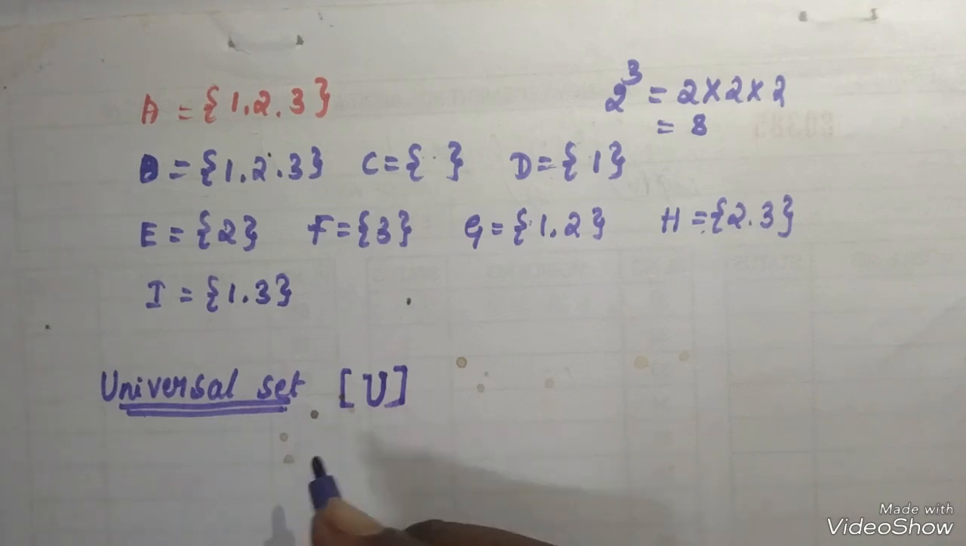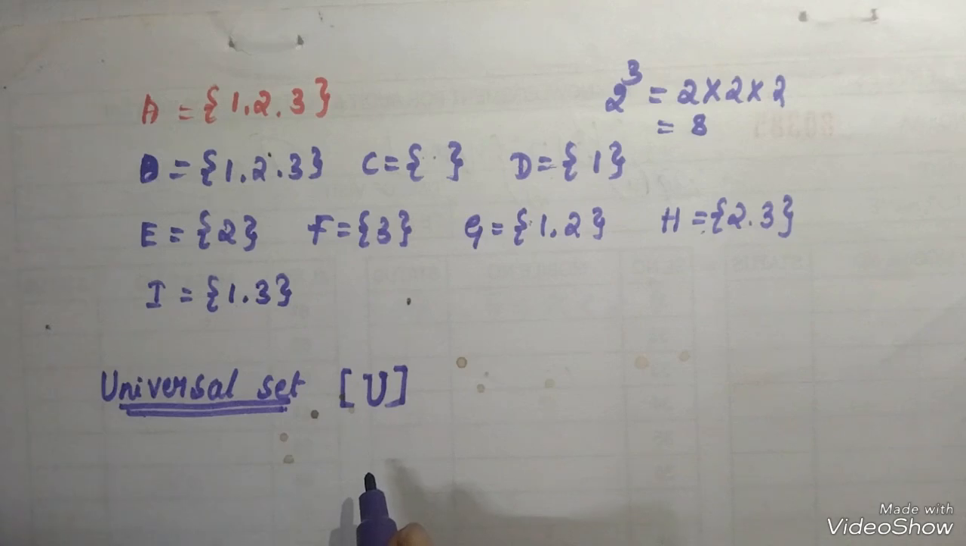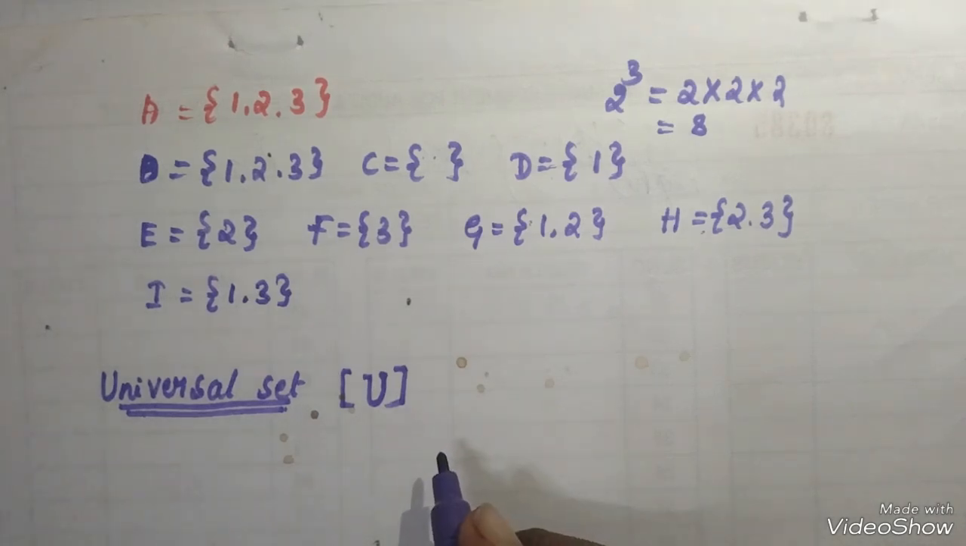For example, the set of all integers. It means integers containing positive numbers, negative numbers as well as 0. Therefore, it is also a universal set. Then real numbers. The real numbers are also a universal set. Universal set means the set of all the numbers, a basic set which is relevant to the particular context.